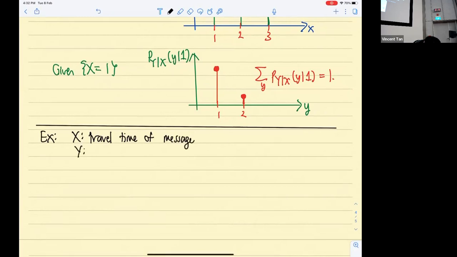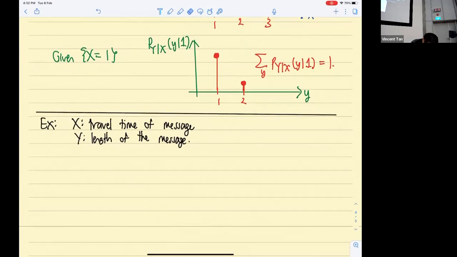And Y is the length of the message that we are trying to transmit. So you can imagine that the longer your message, the longer the travel time, all right? Say there are only 2 lengths of messages that you want to send, a long email and a short email. The short email has length 10 to the 2, say only 100 letters. And a long email, while you're really long-winded, has 10 to the 4 letters with probability 1/6. So these are the only 2 types of messages that you will send, a long message and a short message.